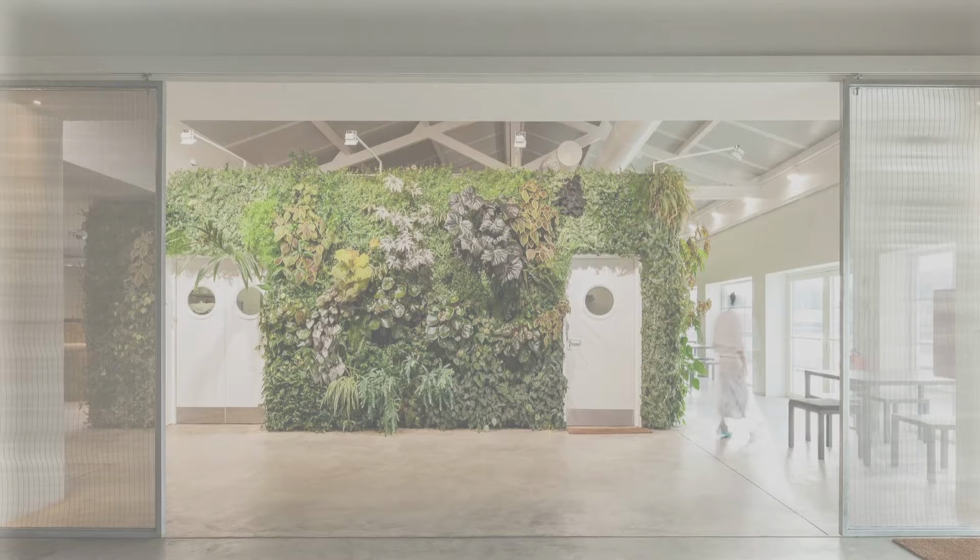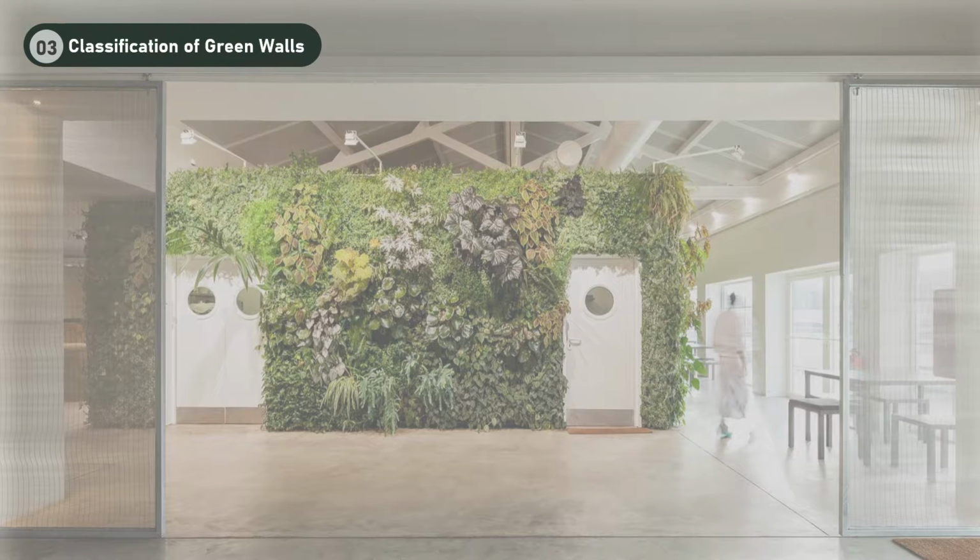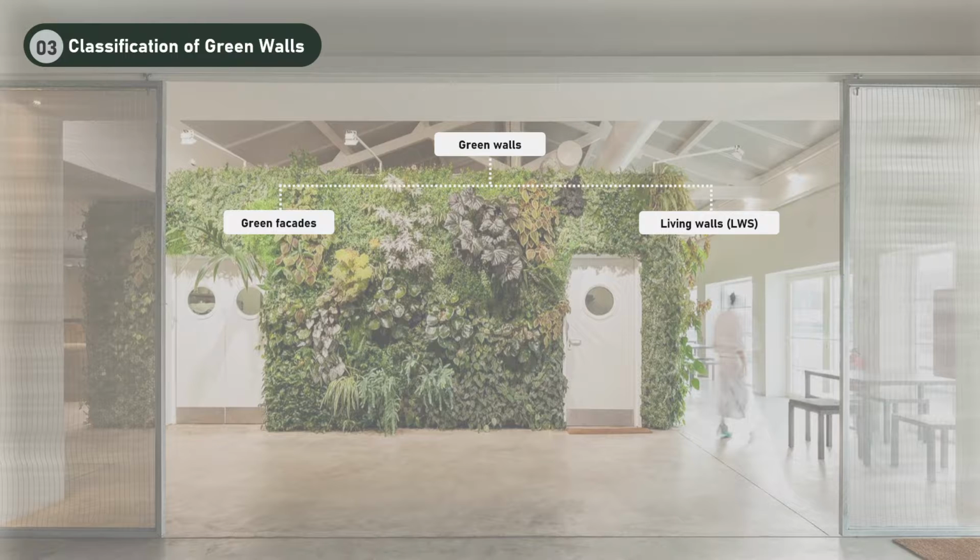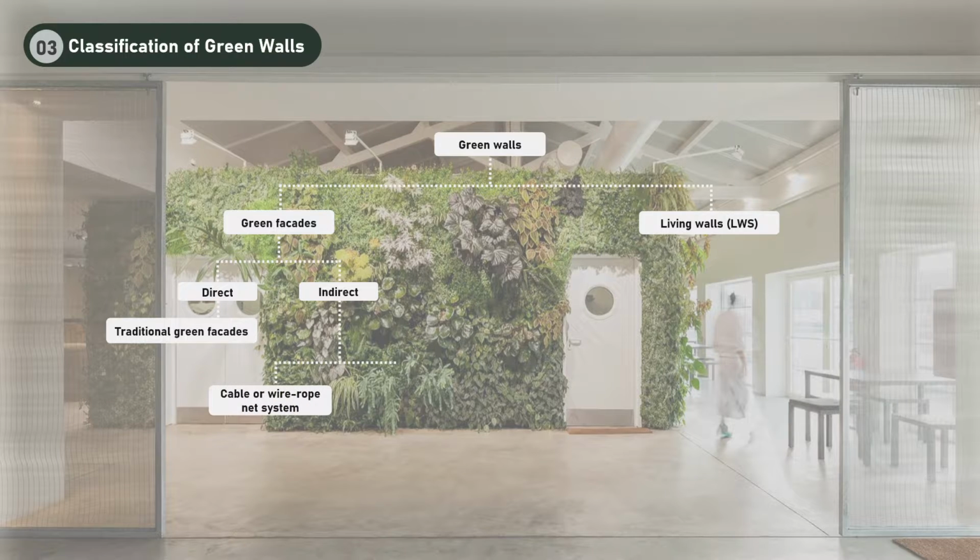Now let us move on to the classification of green walls. So considering the recent developments in green wall technology, it is important to identify and classify all existing green wall systems according to their construction techniques and main characteristics. So green walls can be subdivided into two main systems. We have the green facades and living walls. Under green facades, we have the direct and indirect. One example of direct is traditional green facades. And on indirect, we have two, which are the cable or wire rope net system and the modular trellis panel system.